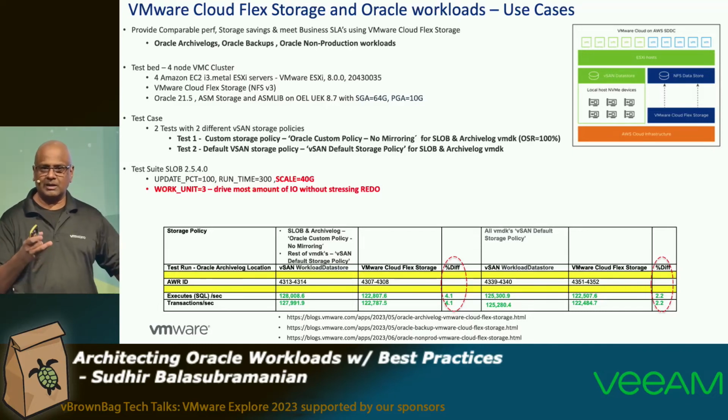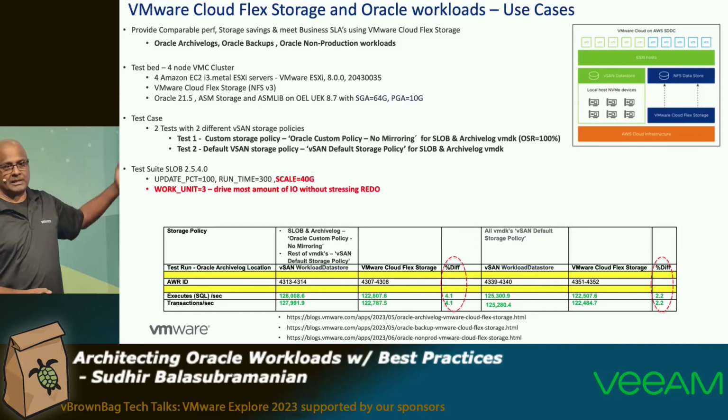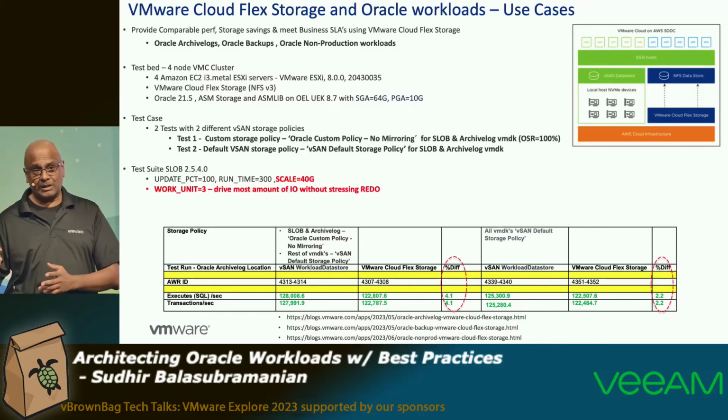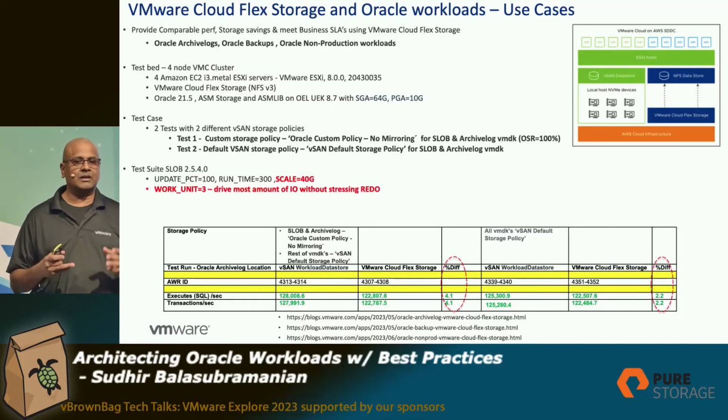You don't want to store it on your tier 1 NVMe vSAN. That's where you can store it: Cloud Flex Storage. Now, yes, I can store it. How about the performance? Is that comparable to vSAN? I didn't trust it, so I said, you know what, let me run a couple of tests.